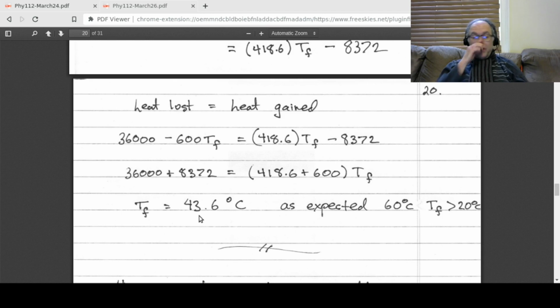Is that what you expected? Always do a little check on yourself to make sure that the number makes sense. Well, yeah, it has to be less than 60 degrees. I apologize, I noticed that I'm missing a greater than sign. 60 degrees has to be bigger than TF, and TF has to be greater than 20. In other words, the final temperature has to be less than 60 and greater than 20. It has to be in the middle. And sure enough, it is. It's at 43.6 degrees Celsius. Okay, so there you go. There's the story with specific heat.